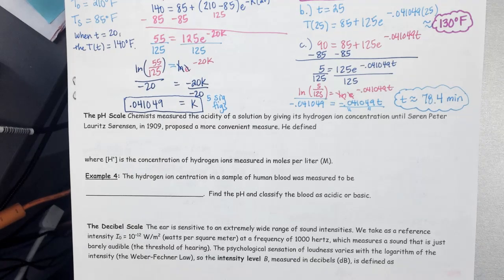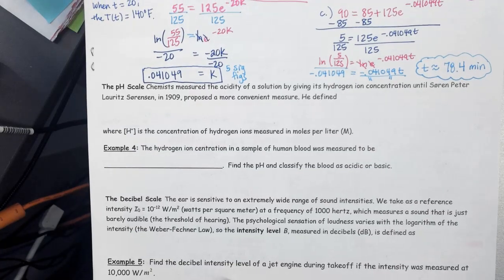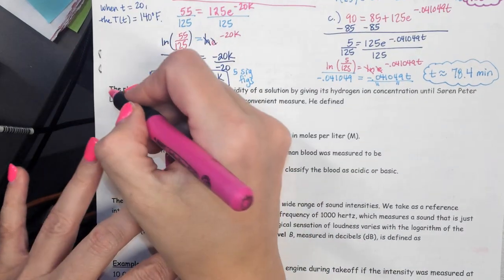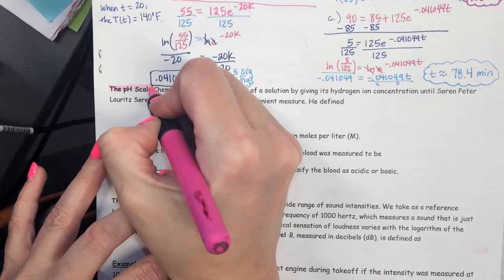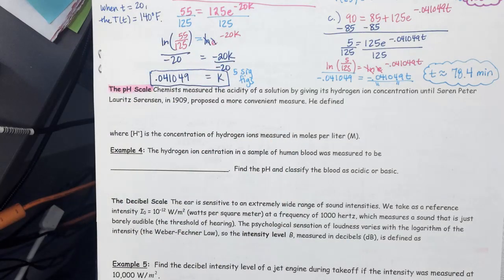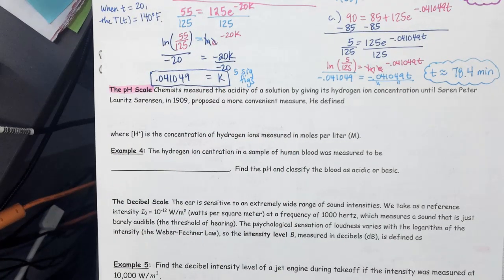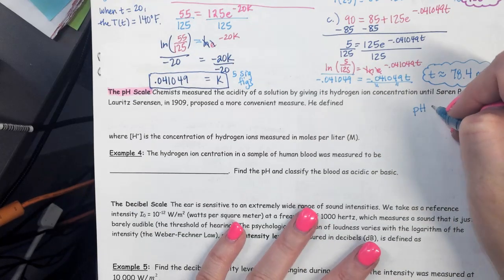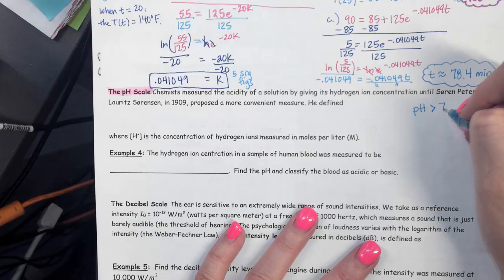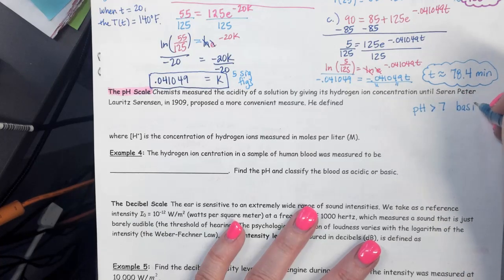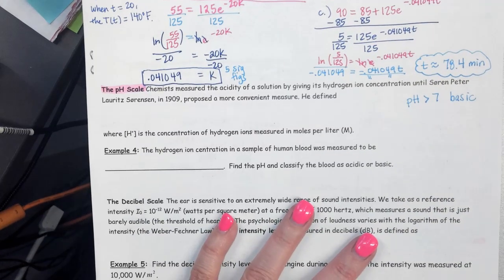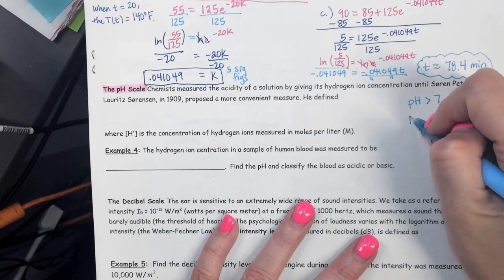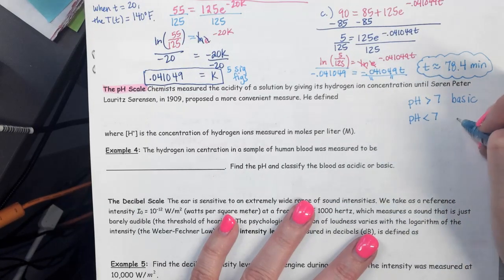Okay, the pH scale is something else that we can apply logs to. So in one of your science classes, you may have talked about the pH before. If you analyze the pH of a substance, if it's greater than 7, we can classify it as a basic solution. Okay, and if it's less than 7, it's acidic.